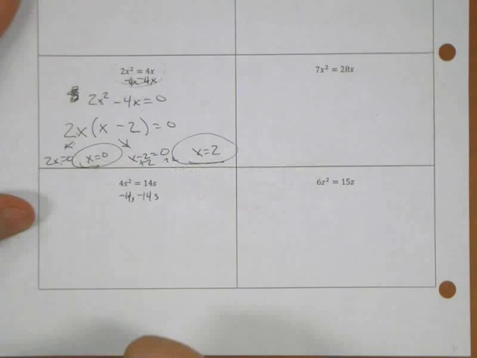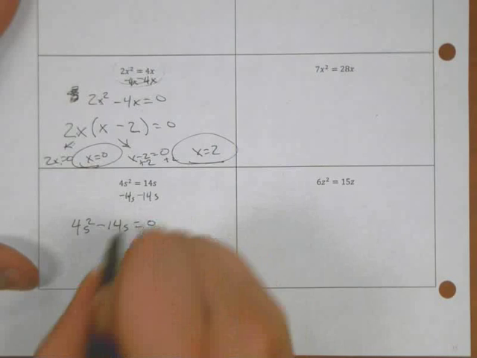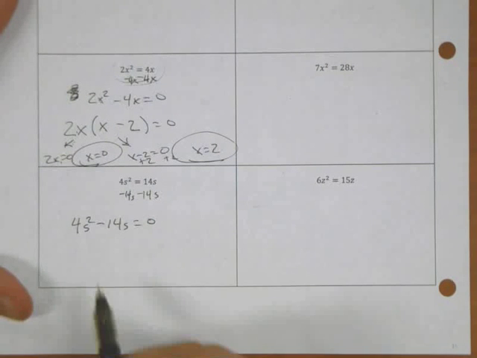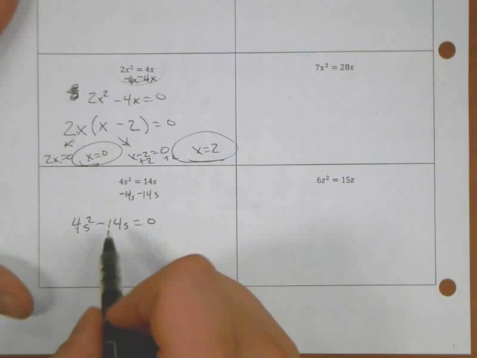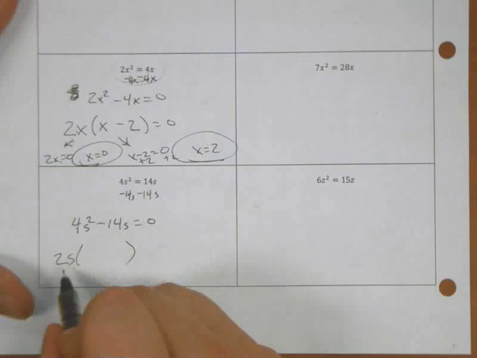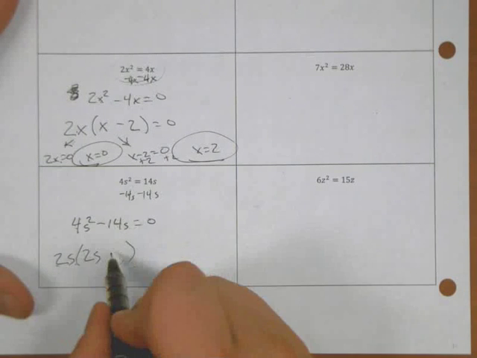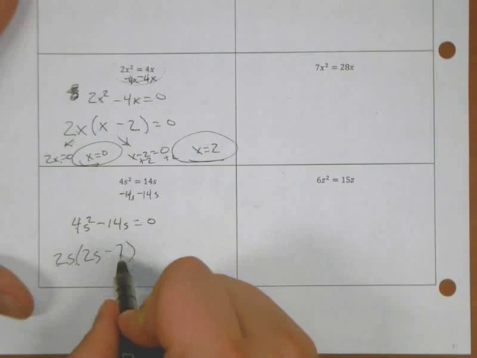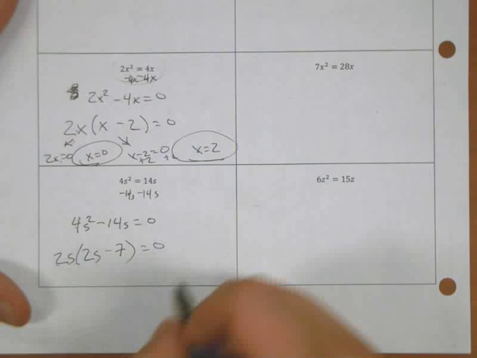So one more time, subtract 14s from both sides, and get 4s squared minus 14s is 0. Anything in common? Absolutely. Let's see. I think the biggest number that goes into 4 and 14 is 2. And there's also an s in common. What times 2s is 4s squared? 2s. What times 2s is 14s? I think that's a negative 7.